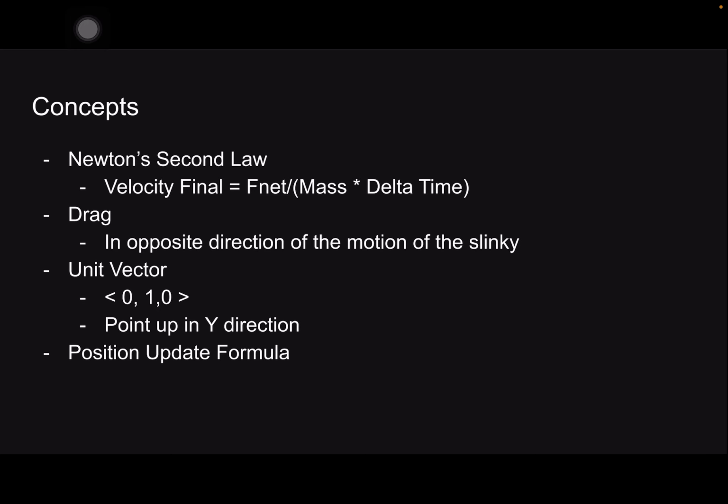We need to have our unit vector because of how I have the Slinky falling: it's pointing up in the y direction. And we need our position update formula because without the position update, we can't really find the updated velocity.